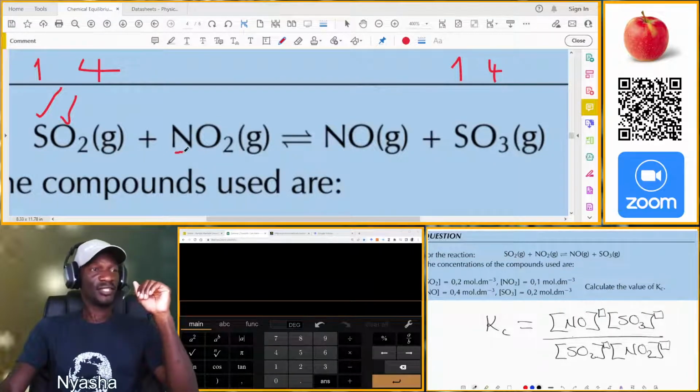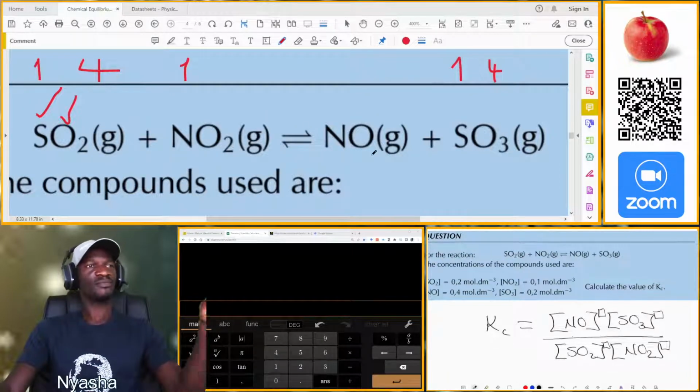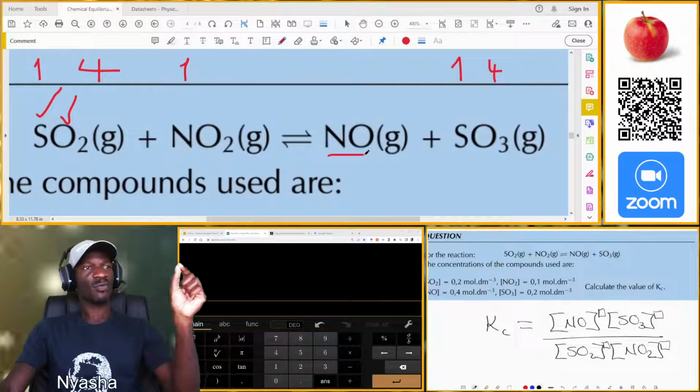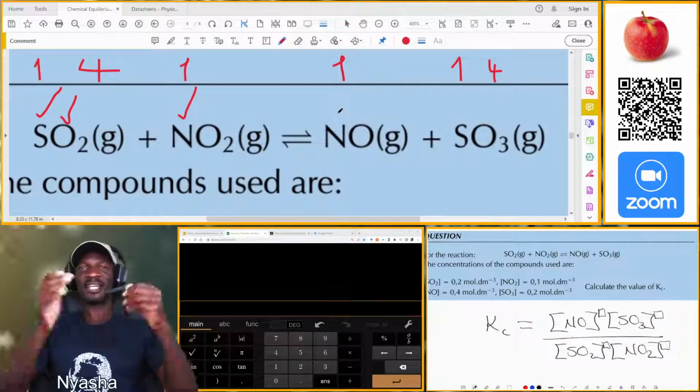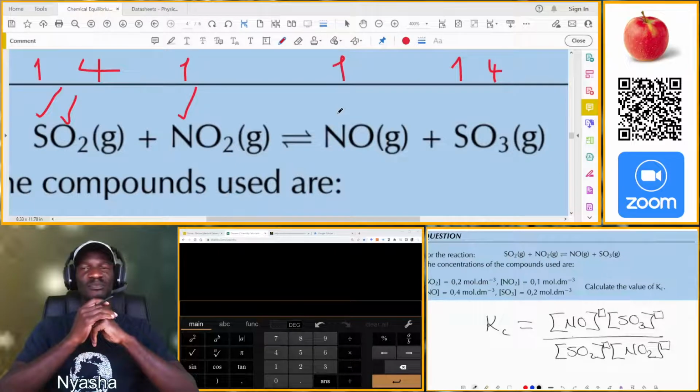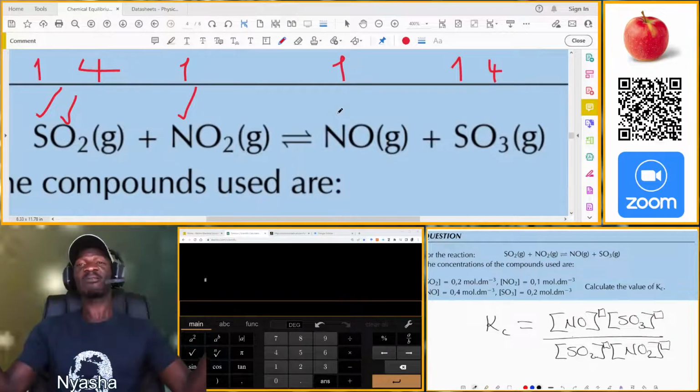How many nitrogens on the left-hand side? We have one nitrogen. On the right-hand side, we have one nitrogen here and no other nitrogen there. So we are balanced as far as the number of nitrogen species are concerned. So our chemical reaction is balanced.